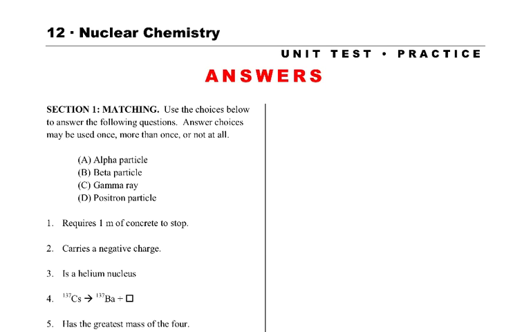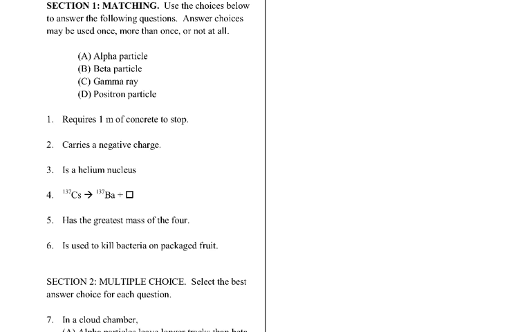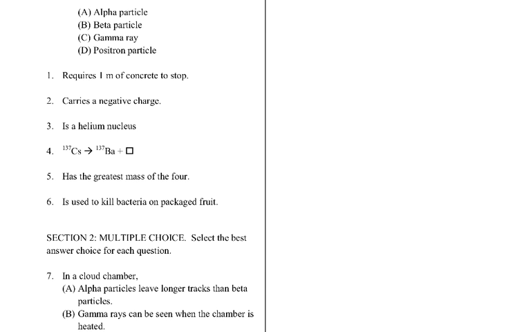I'm going to go through the answers to these Unit 12 practice tests. So the first questions here are some matching about alphas and betas and gammas and positrons. So it requires 1 meter of concrete to stop that. That's the gamma ray. Okay, gamma rays are very, very difficult to stop.